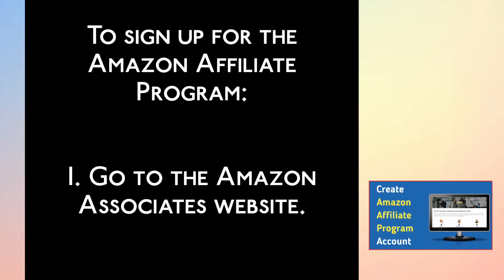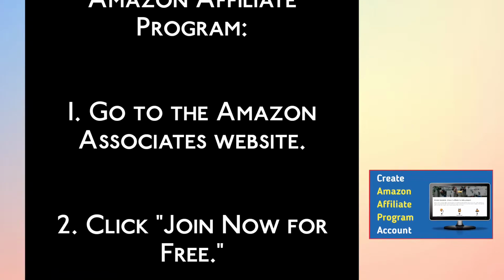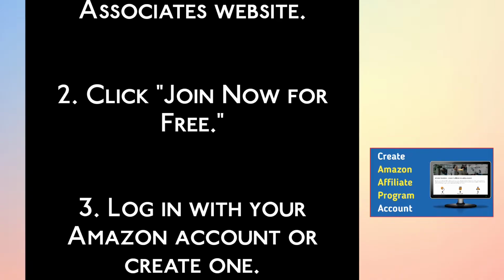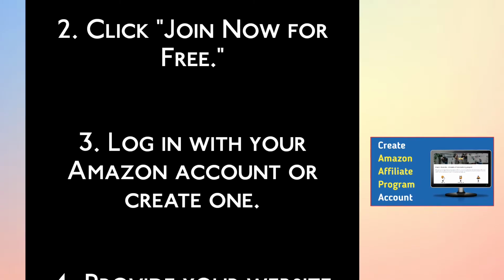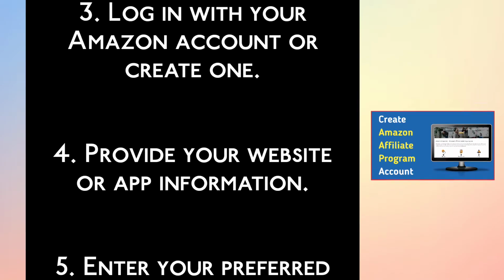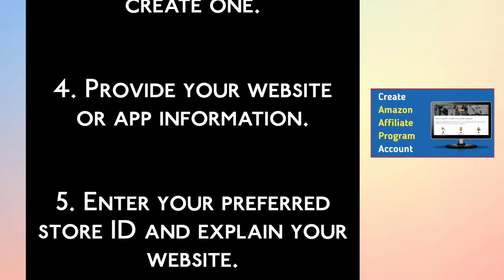To sign up for the Amazon affiliate program, step 1. Go to the Amazon Associates website. Step 2. Click join now for free. Step 3. Log in with your Amazon account or create one. Step 4. Provide your website or app information.